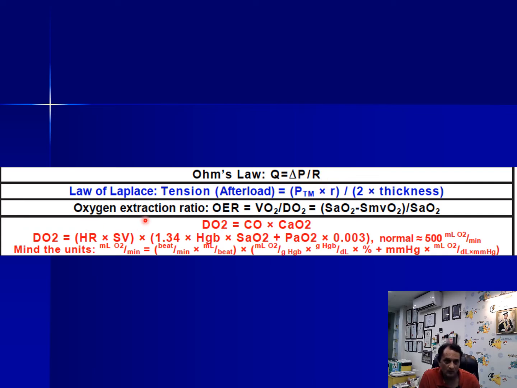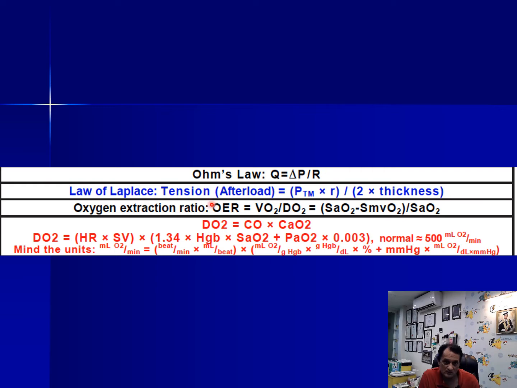in that tube. And according to the law of Laplace, especially in terms of the afterload, we know that it depends directly on the transmural pressure across the chamber and also on the radius, and it is inversely proportional to the thickness of the tube. If the tube thickness is bigger, then the wall stress is low.